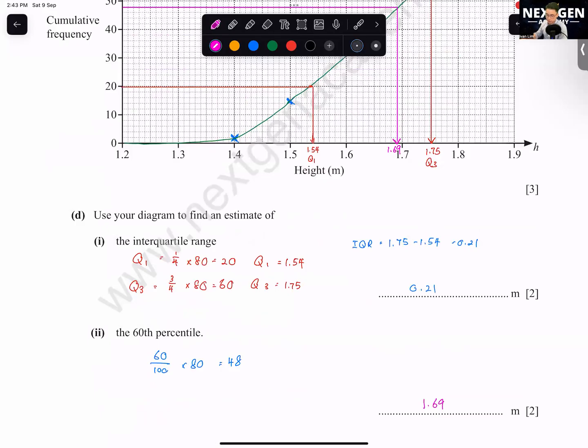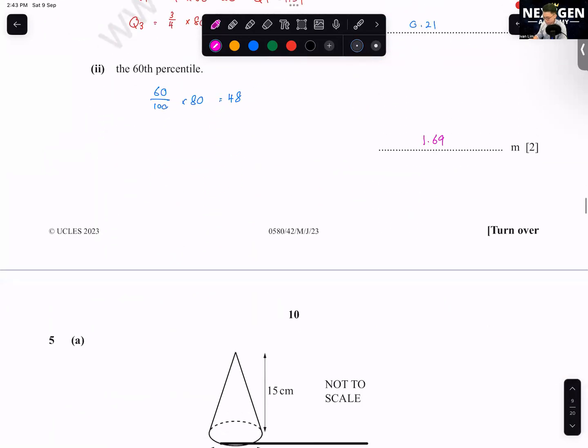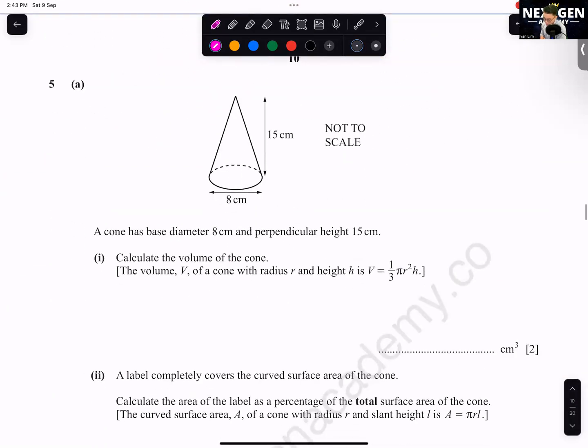Okay, let's go to the next one. Question 5A. A cone has base diameter 8 cm and perpendicular height 15 cm. Calculate the volume of the cone. Okay, how to find the volume of a cone?